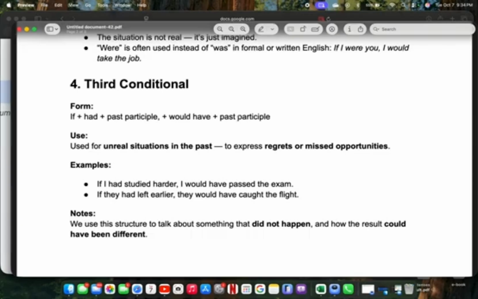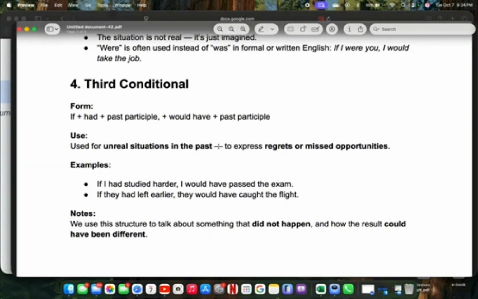Okay, this one is like really long, and I can say that third conditional actually is like the most crucial one, to be honest. Okay, used for unreal situations in the past. Tadi kita guna untuk unreal situation in the present. Okay, sekarang ni pula kita cakap pasal benda yang macam unreal tapi benda yang berlaku in the past.